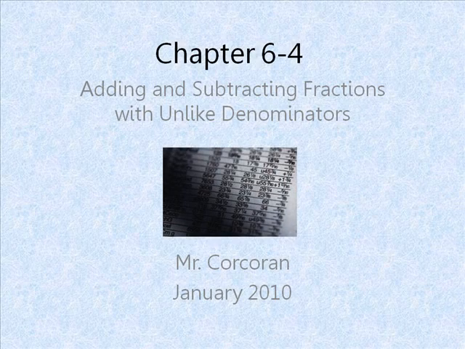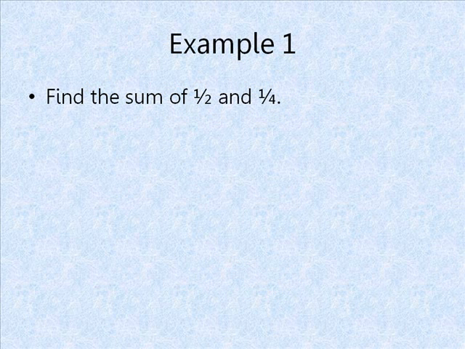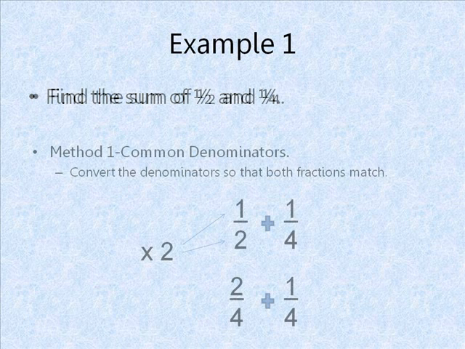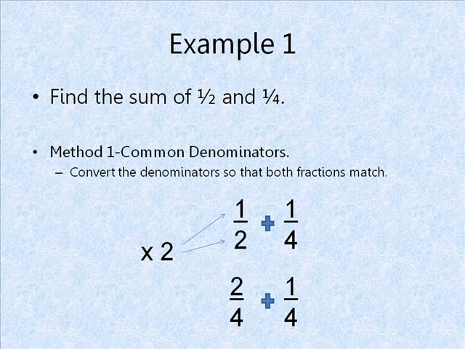Chapter 6-4, Adding and Subtracting Fractions with Unlike Denominators. For the first example, we're going to find the sum of 1/2 and 1/4. There's two separate ways I'm going to use to teach how to solve this problem.